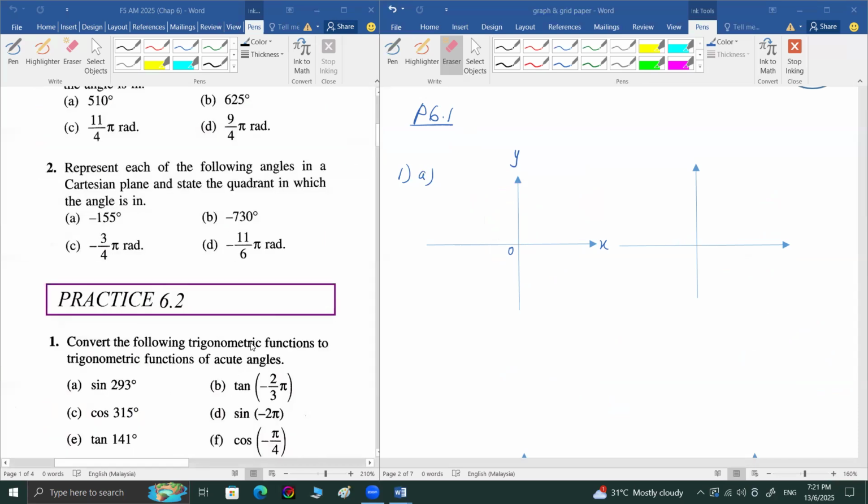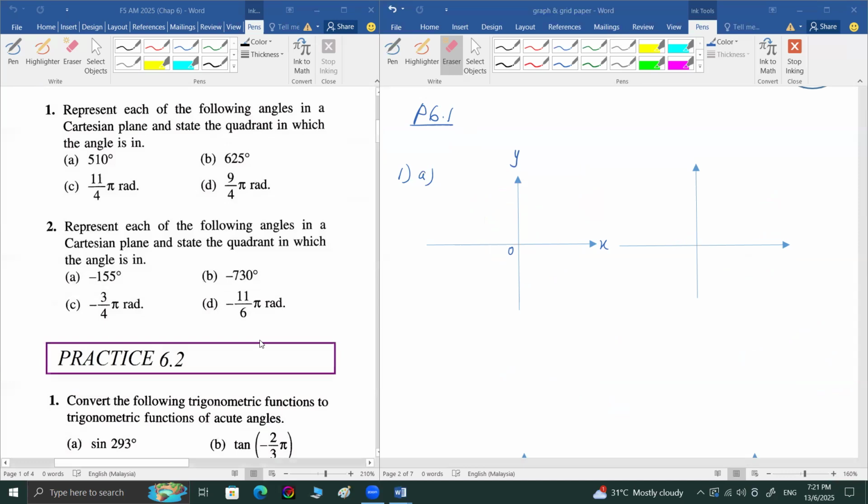Represent each of the following in a Cartesian plane also, and same, state the quadrant. Okay, you see the first one and the second one. First is positive. The second one is negative. Negative means clockwise rotation. Just now we go anti-clockwise, and now we go clockwise. Okay, negative 155. Not even one round, right? So 155 is here. Sketch 155. Remember, this is clockwise. Just now anti-clockwise.